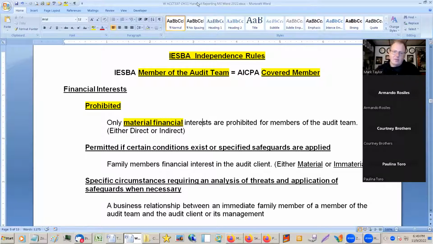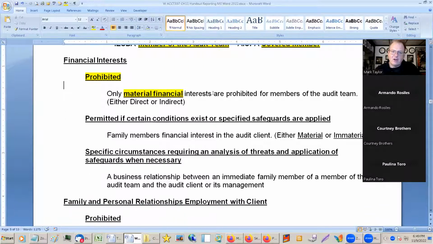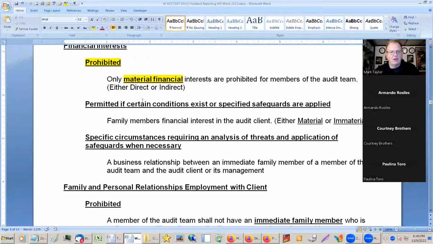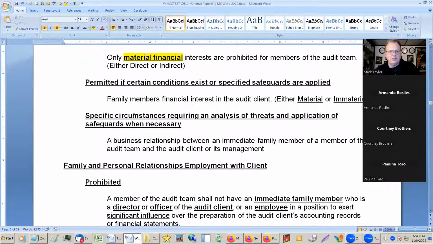So international standards are, though, only material financial interests are prohibited. It doesn't matter whether they're direct or indirect. So material investment, whether it's direct or indirect, is prohibited, but immaterial ones are not. Permitted if certain conditions exist or specified safeguards are applied. We'll talk about those later.